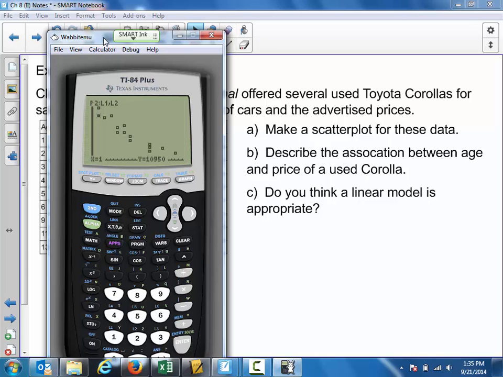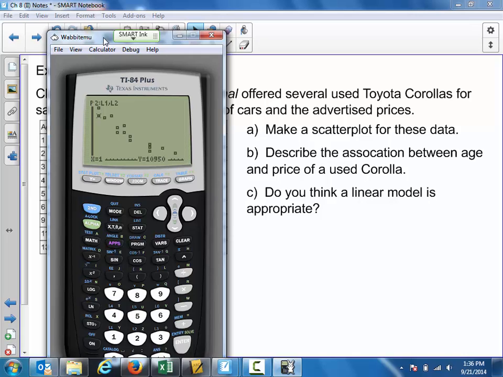B, describe the association between age and price of a used Corolla. Well, the direction is clearly negative. We see as we increase in age, the resale price for these cars goes down. That conforms to expectations. That's good. So direction's negative.